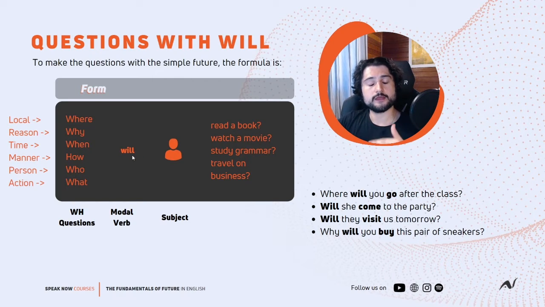close-ended question. When I ask, will you read a book? You can answer me, yes, I will, or no, I will not, right? Or won't. Will they watch a movie? Will she study grammar? Will he travel on business? So this is a question that the only possibility for answer is yes or no. And then we see that when we ask this question, we invert, right, the subject with will.